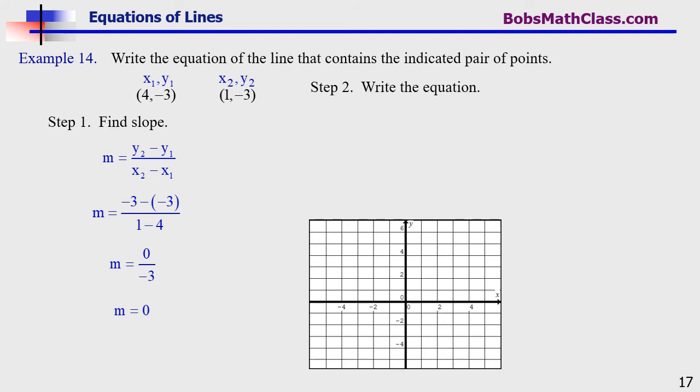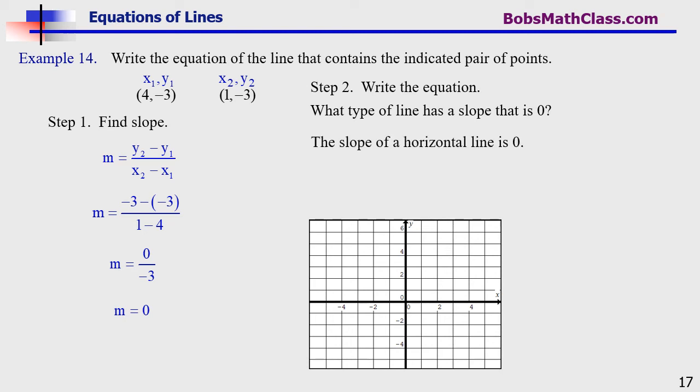So now we need to write the equation. What type of line has a slope that is 0? Right, it's a horizontal line. The slope of a horizontal line is 0. So the equation of a horizontal line is y equals b, where b is the y-intercept.